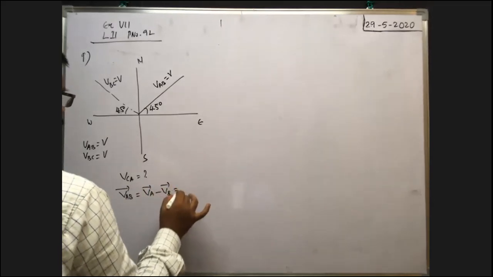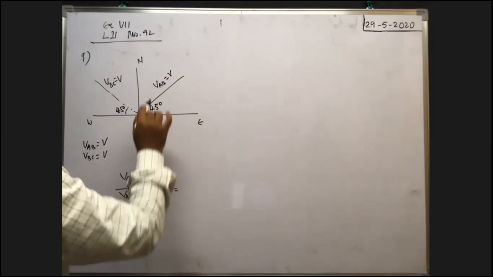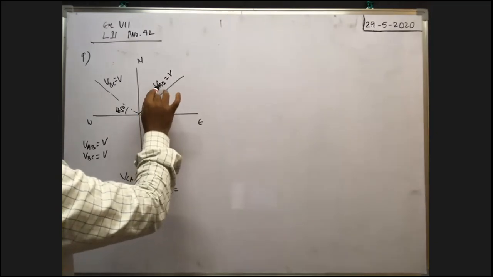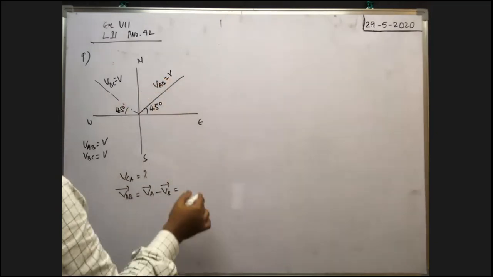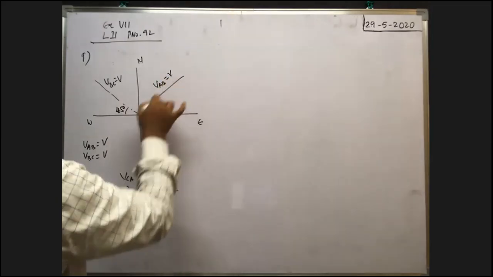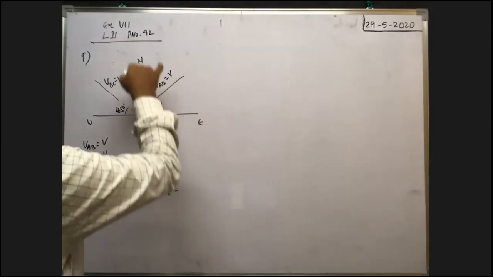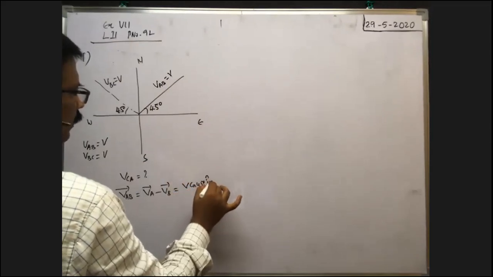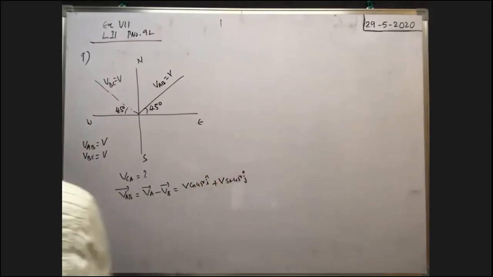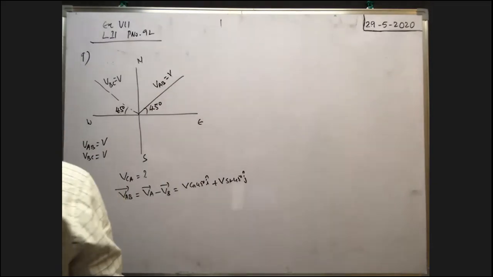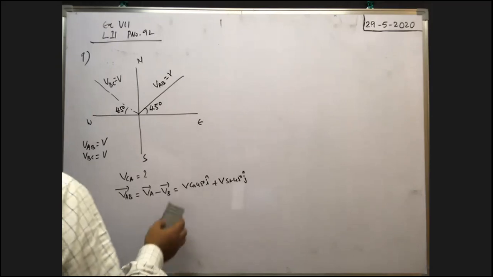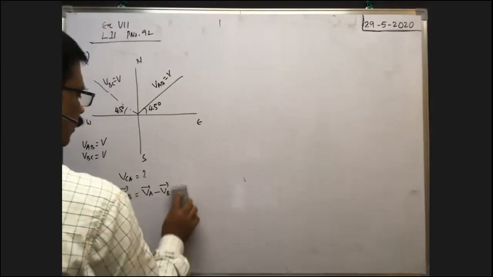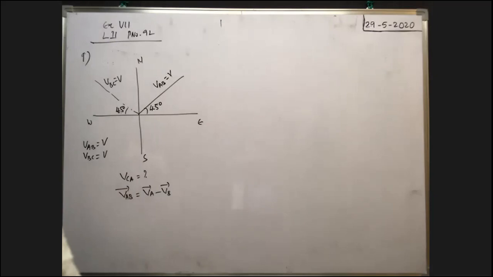Here VAB magnitude is given. So you write this in vector form. It is V cos 45 into I cap plus V sin 45 into J cap. Similarly for the other, of course, we need not write like this. We can write later. It is the velocity of A with respect to B.